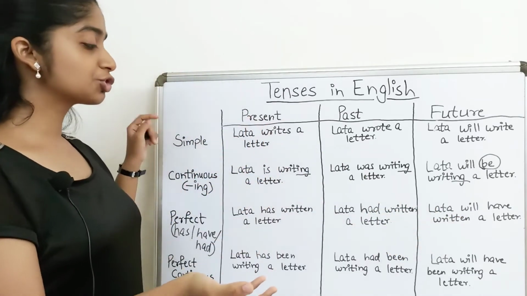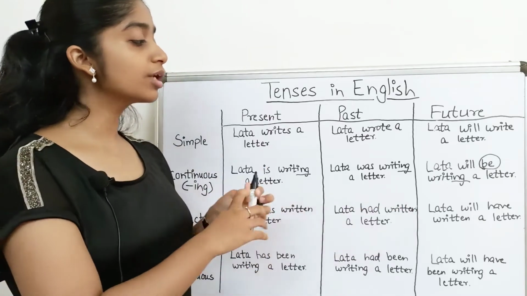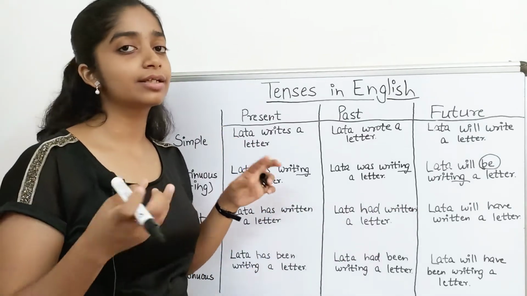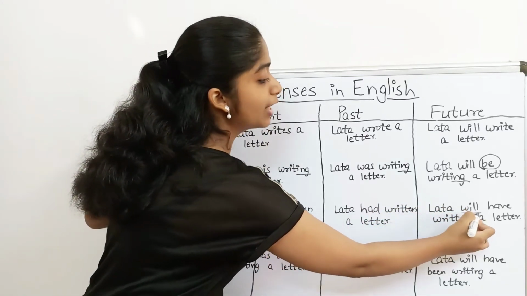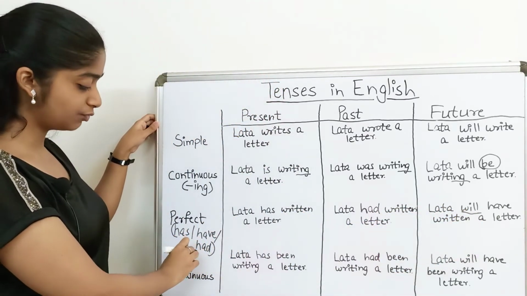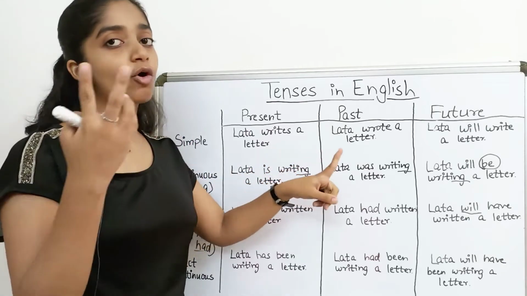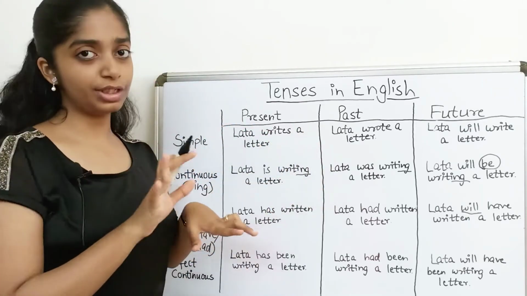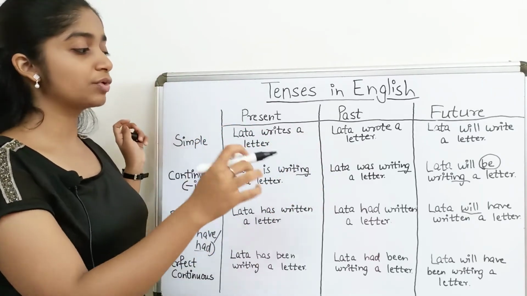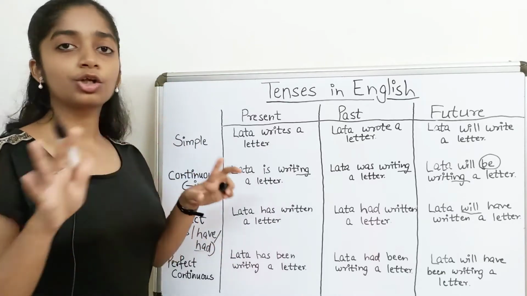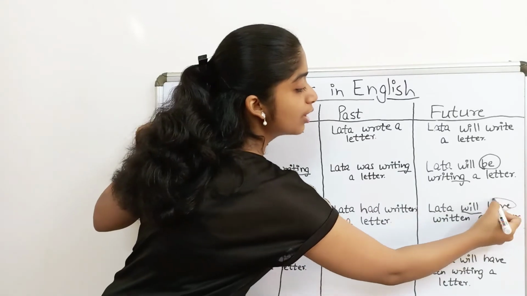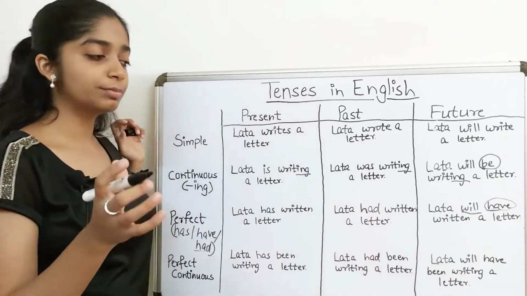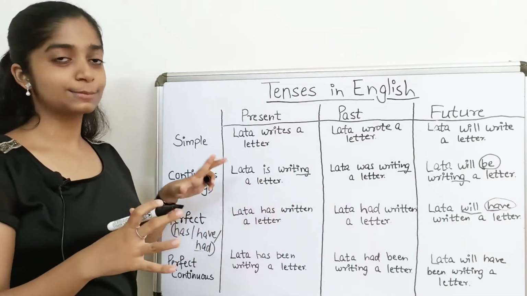Now, in future, we have to use the word will or shall to indicate that it is a future tense. And along with that, to make it a perfect tense, we have to use has or have. Had won't be used in future. Lata will had written a letter? No, that is incorrect. So Lata will have written a letter. This will be a correct sentence formation.